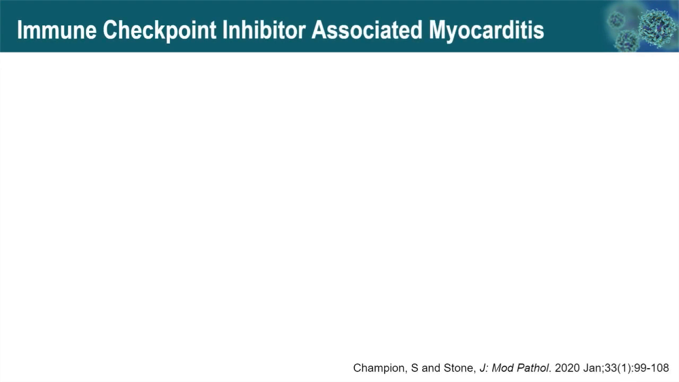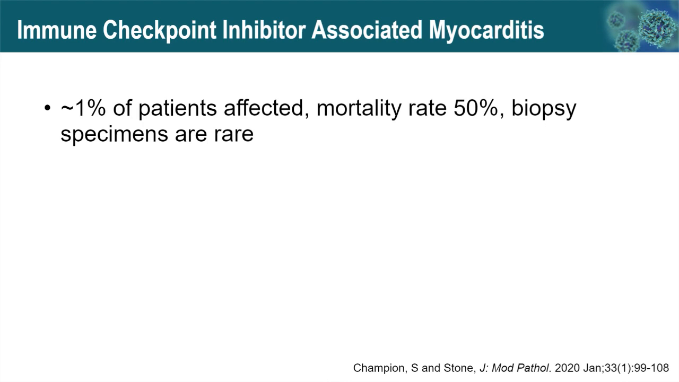Immune checkpoint inhibitor-associated myocarditis is not a very common immune-related adverse event that has been reported in patients receiving immune checkpoint inhibitors. Approximately only 1% of the patients are affected. However, the mortality rate is very high, approximately 15%. Consequently, biopsy specimens are very rare.